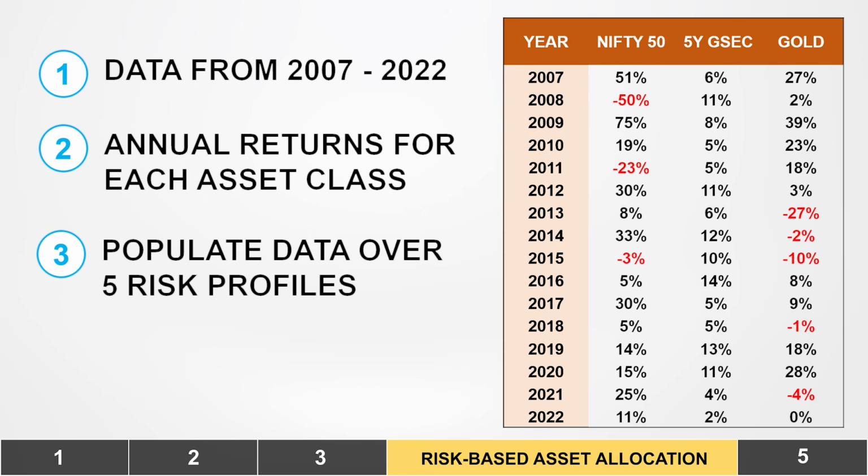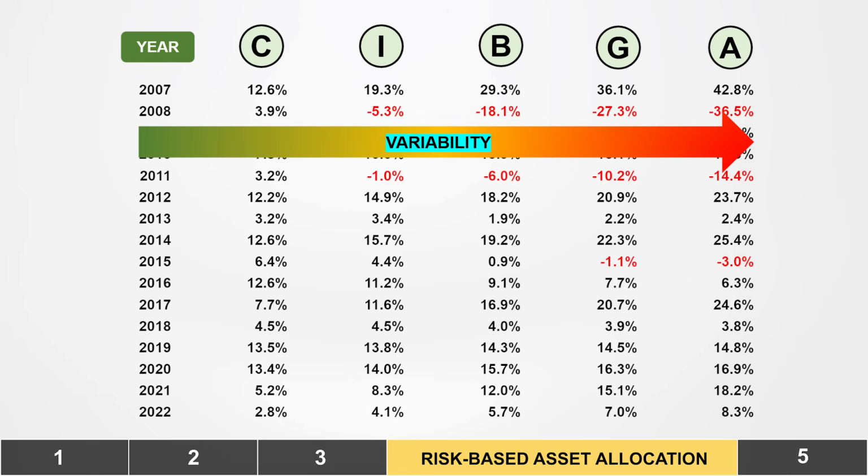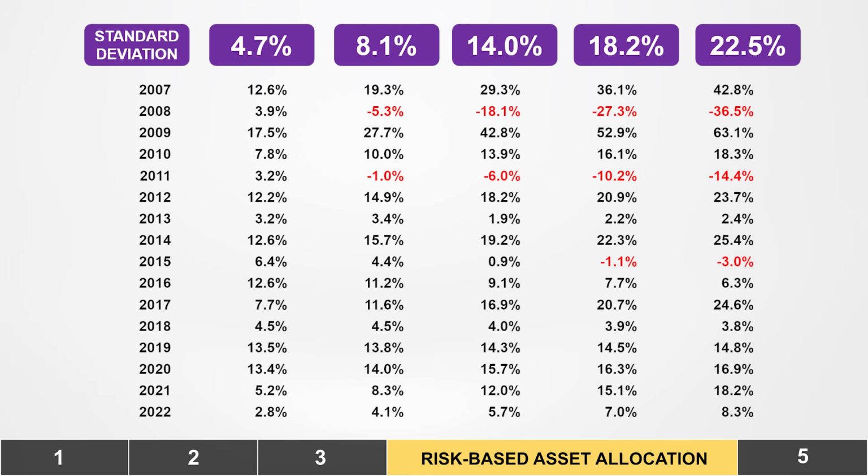I then populated this data over our 5 risk profiles, which helped me calculate the returns that a conservative, income, balanced, growth, and an aggressive investor should have achieved. I did this by applying the weights we had discussed earlier, and here's what it came to on a year-on-year basis. Now I won't get into the data too much, but notice here how the variability in performance increases as we move from a conservative to an aggressive risk profile, something that's also numerically substantiated with the standard deviation.